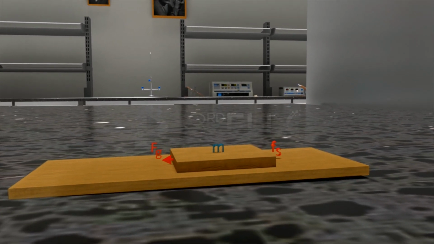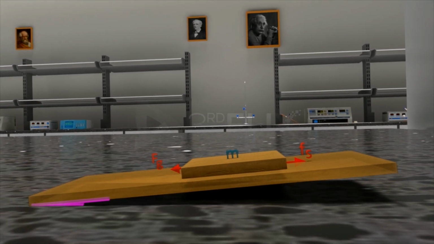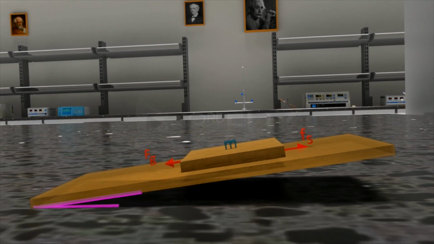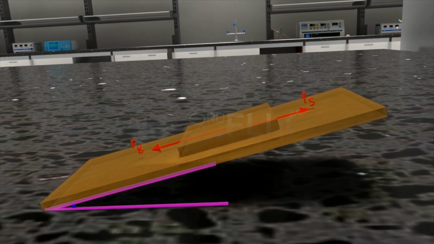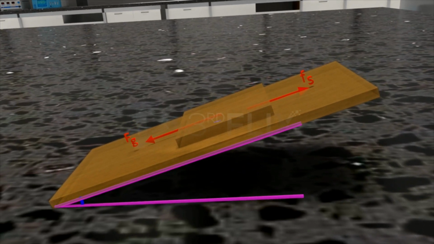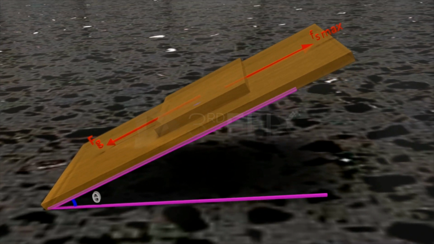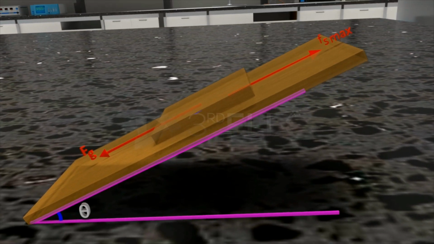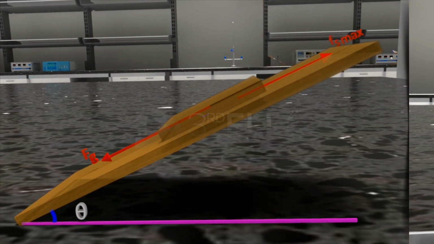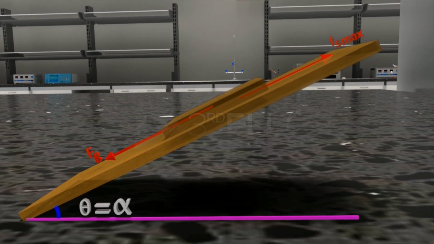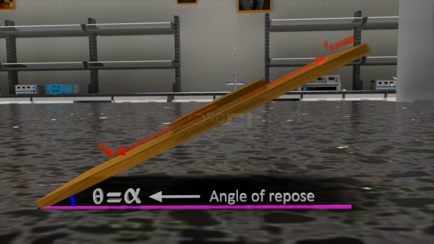The angle of inclination of the plank, theta, can be varied. Let the angle of inclination be increased gradually. Accordingly, static friction acting up the inclined plane increases to balance out the increasing gravitational pull down the plane. At a certain angle, the static friction reaches its maximum, and the block becomes poised to slide down. For any angle greater than this angle, the block slides down. This angle, alpha, is known as the angle of repose.